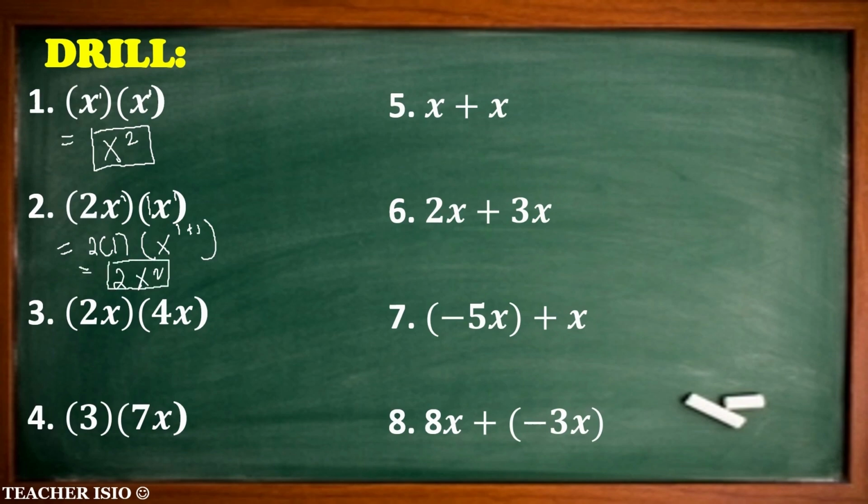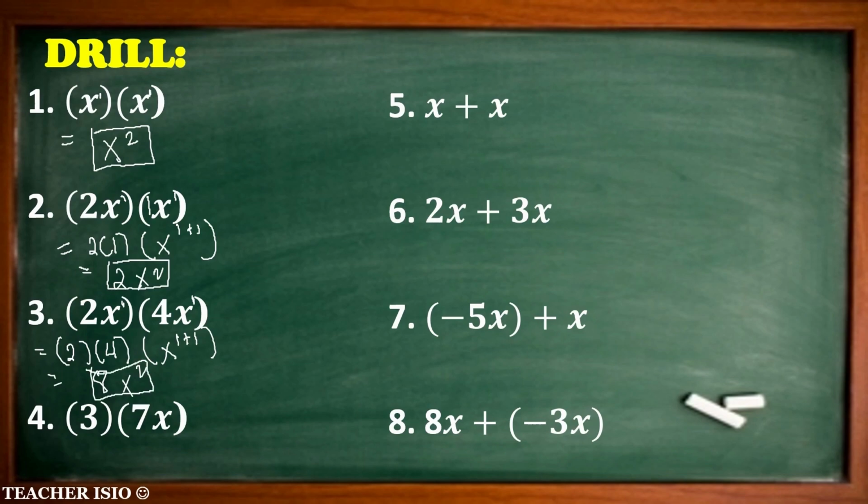Let's have number 3. So we have 2 times 4, and then we have x. Again, we have invisible 1 as our exponent. So we have x raised to 1 plus 1. So the answer is 2 times 4, we have 8. X, 1 plus 1, we have 2. The answer is 8x squared.